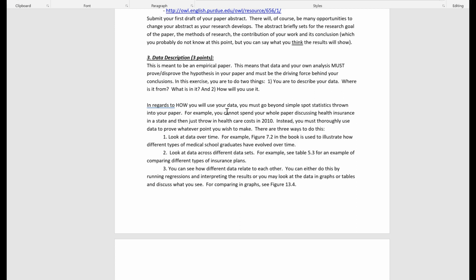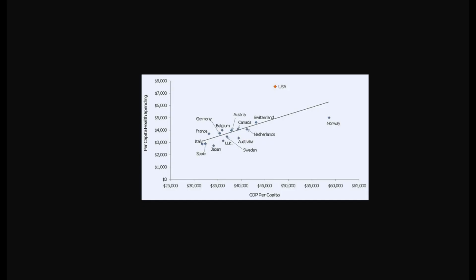Now, with this, there's a couple examples here of how you can use it, and I'll allow you to look at that yourself. But I also pulled up some examples here. So here's just showing some examples. So for example, you want to say that the United States overspends on healthcare. And as an example, you talk about this graph. So you put this graph in your paper and you describe it.